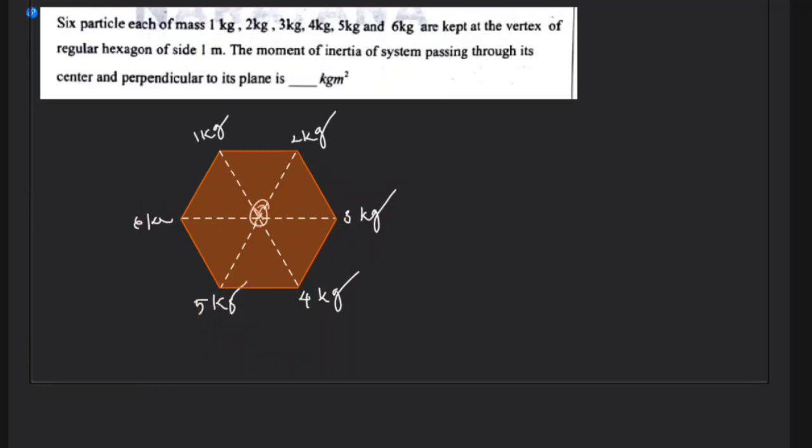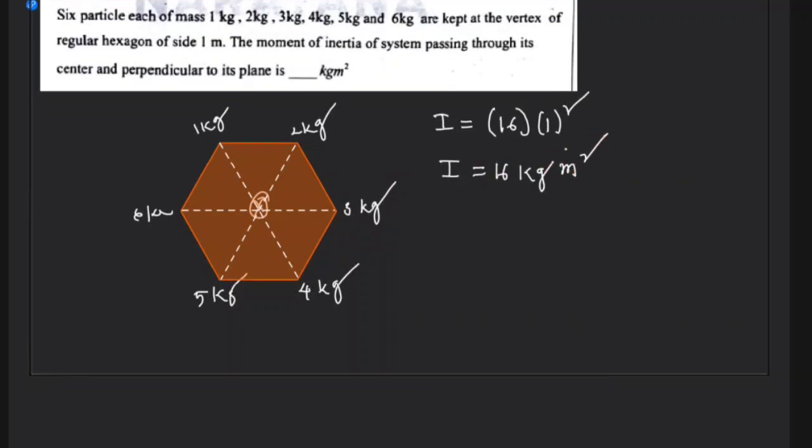Now from this axis all are at the same distance, right? Therefore the total moment of inertia about this axis can be written as m1 r1 square plus m2 r2 square and so on. Therefore, m1 plus m2 plus m3 plus m4 and so on, taking r square in common: 1 plus 2 is 3, 3 plus 3 is 6, 10, 15, 16. So you could say this is 16. So 16 into 1 square, therefore I is equal to 16 kilogram meter square, right? That's the answer for this.